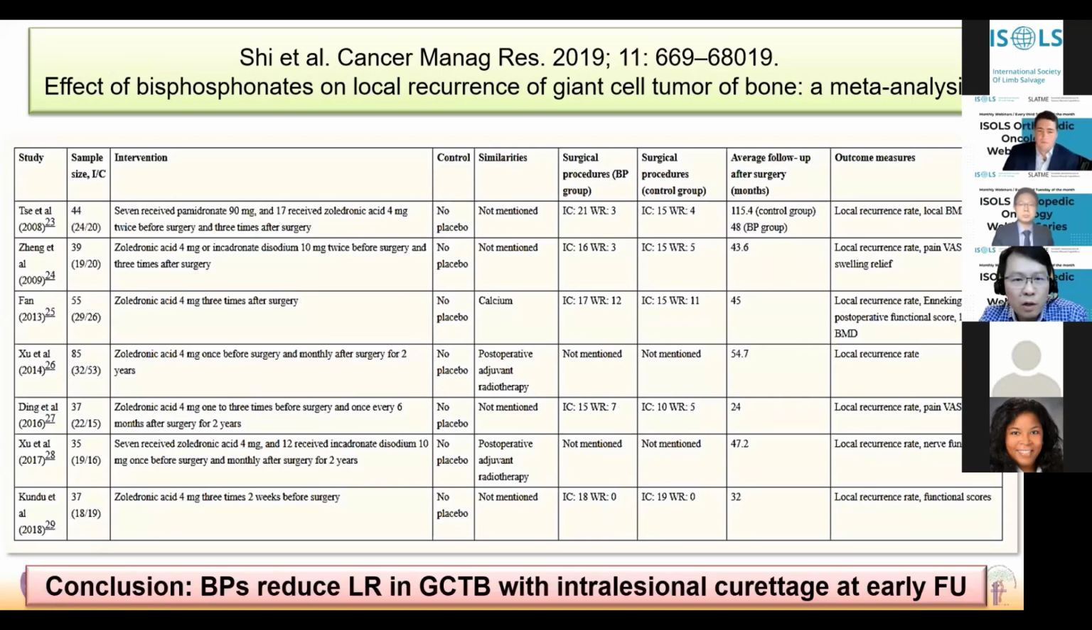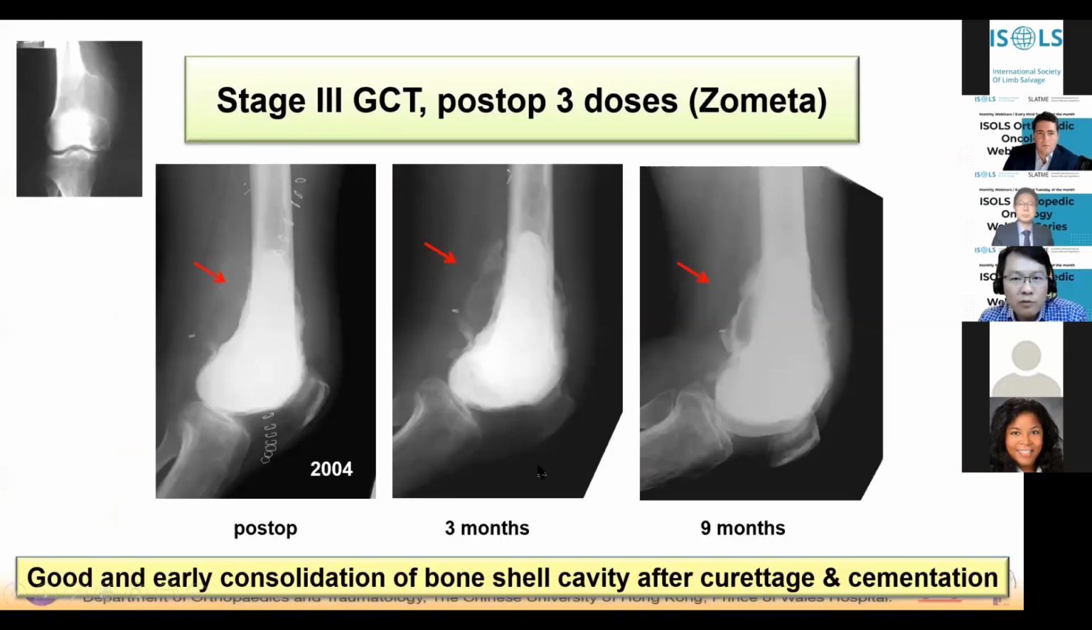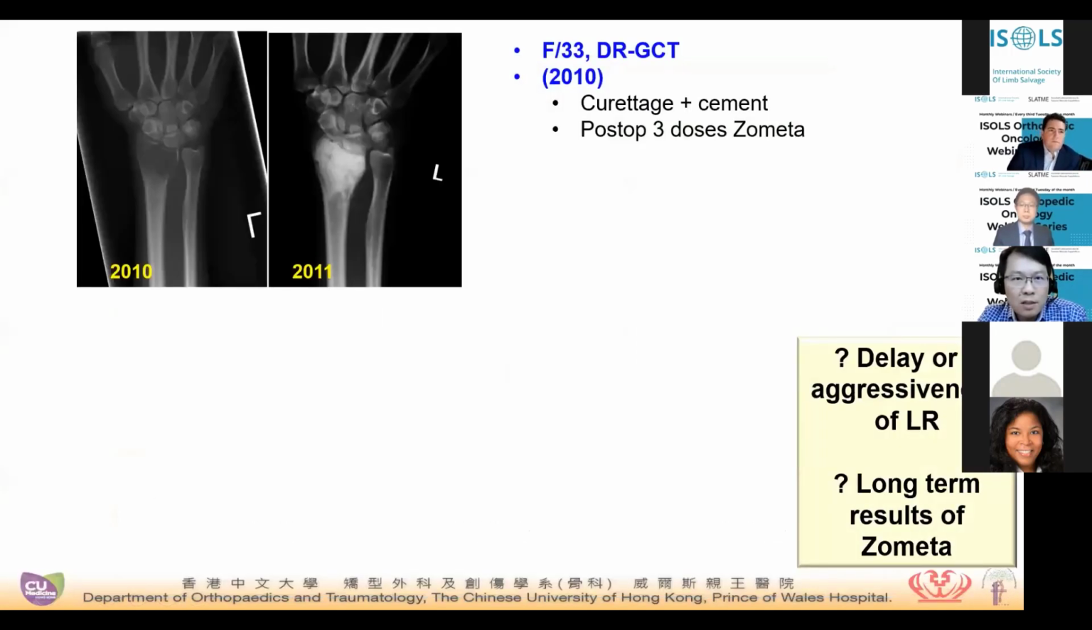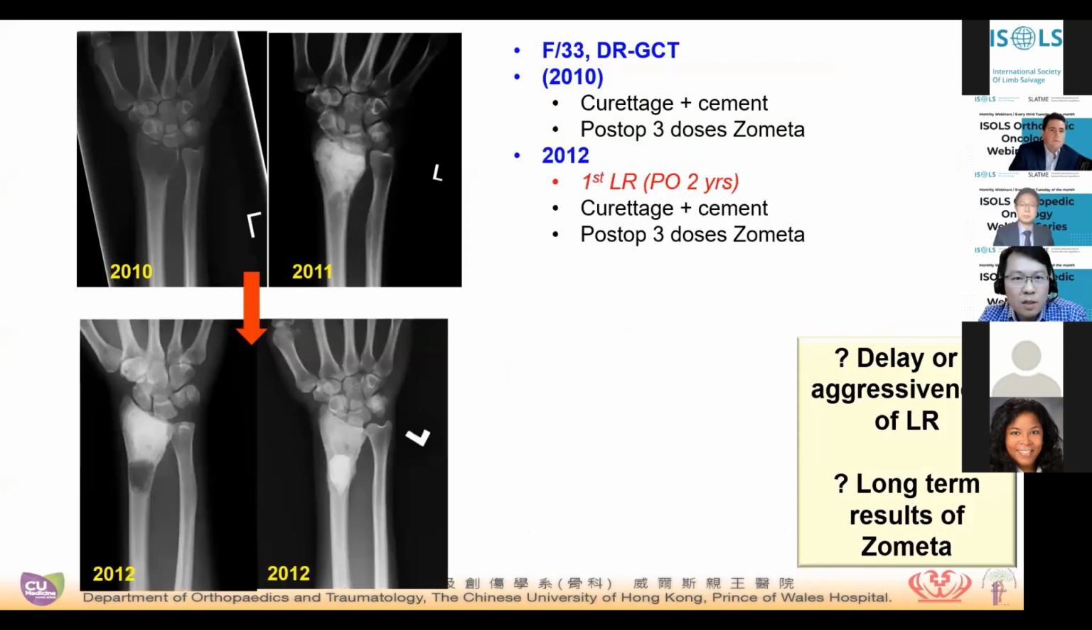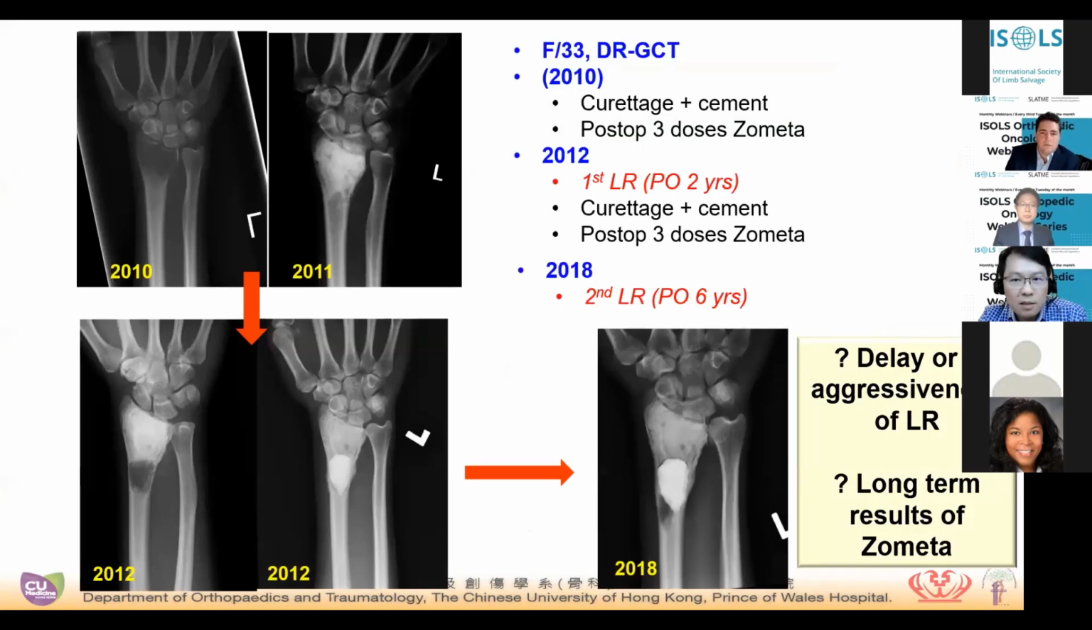For one of our early cases, a stage 3 GCT, we just curetted the capsule, and we found that after 3 doses of zoledronic acid, it produced a very good calcified shell. But non-efficacious cases can be like this distal radius: 2 years later, after curettage and cementation with post-op zoledronic acid, it recurred locally, and then 6 years later another recurrence. We are not really sure whether it decreases or delays recurrence, or decreases aggressiveness. What the long-term result is, we still don't know. We are looking at our data later on.